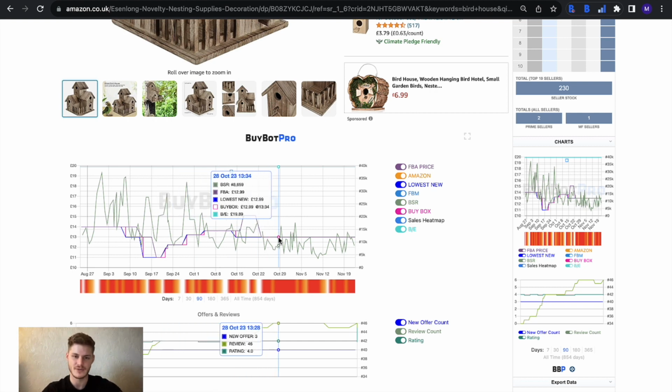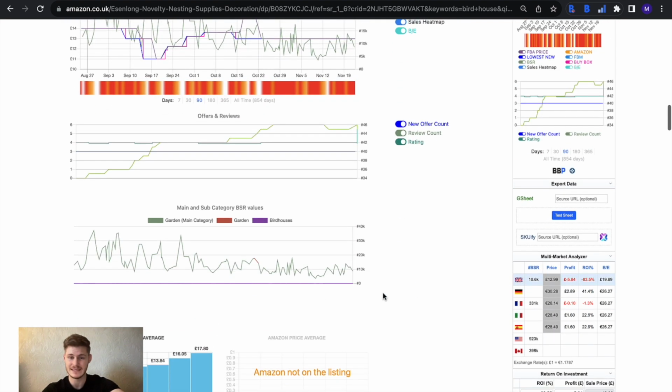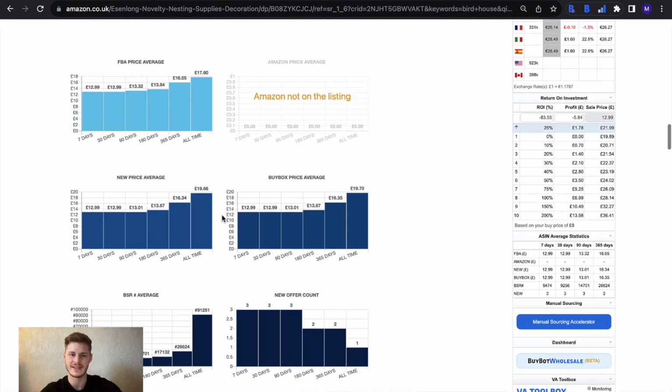The sales heat map does reflect, especially in recent times, that sales have picked up. But based on everything else that we are seeing as well, it's just not an item that we want to go ahead with. And we can take a look at the averages as well. So we can see that there isn't really much consistency with the FBA price. It has gradually moved up, and the buy box price has moved down. So we can see that the average pricing for this time period was a lot higher, and now it's moved down. So we can make the assumption that it's also going to move down.